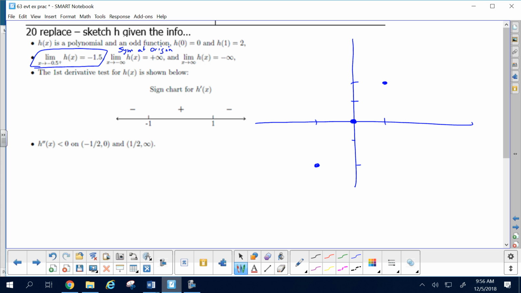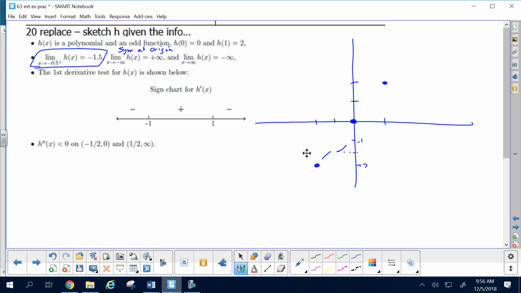This takes a little bit of thought. As x approaches negative 1/2, the y values approach negative 3/2. Now, that just means approach. Can I assume that there's an actual point there? You can infer there's a point there.